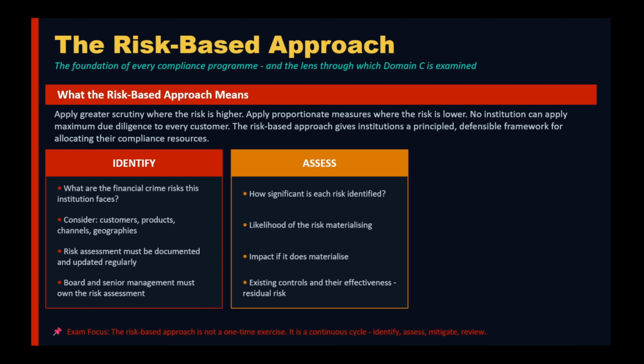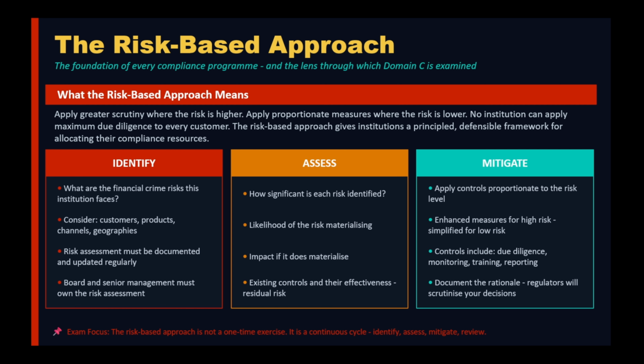The second step is assess. How significant is each identified risk? This involves two dimensions, likelihood and impact. How likely is this risk to materialize? And if it does, how serious would the consequences be? This assessment produces a residual risk rating after taking into account existing controls.